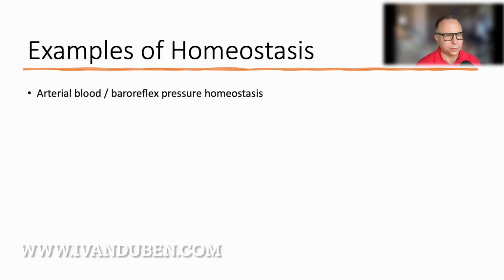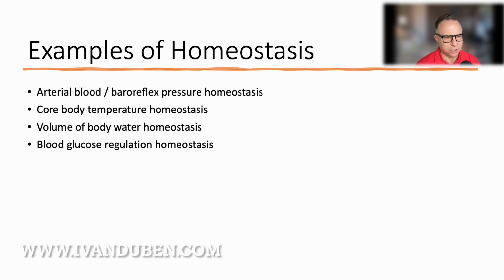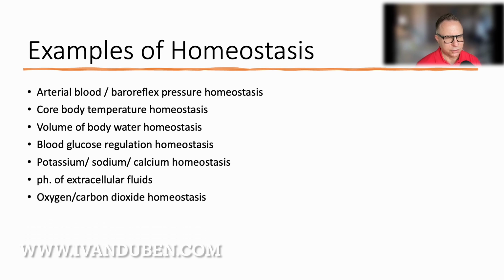Common examples of homeostasis are arterial or baroreflex pressure homeostasis, core body temperature homeostasis, volume of body water homeostasis, blood glucose regulation homeostasis, potassium, sodium and calcium homeostasis, pH of extracellular fluids, oxygen and carbon dioxide homeostasis, and plasma pH homeostasis.